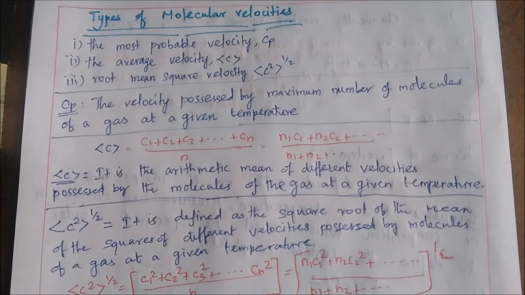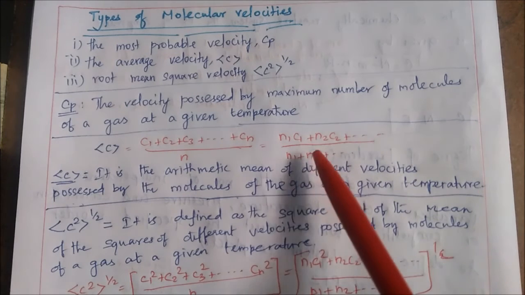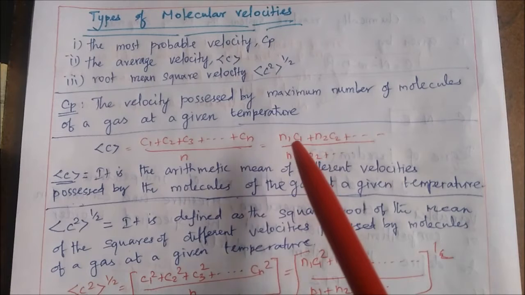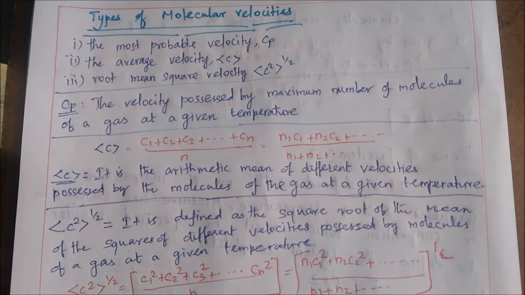Or for example, among the 100 molecules, 25 molecules are possessing a particular speed, and among the remaining, 50 molecules are possessing a particular speed, and another 20 molecules are possessing a different speed, and another 5 molecules are possessing a different speed. If that is the case, what should we do?